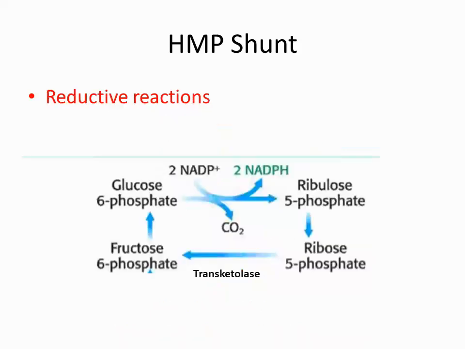So here are the reductive reactions of HMP shunt, in which we know that ribulose 5-phosphate comes from the oxidative reactions of HMP shunt. After that, ribulose 5-phosphate will convert into ribose 5-phosphate. Ribose 5-phosphate will convert into fructose 6-phosphate with the help of transketolase, and that fructose 6-phosphate will convert into glucose 6-phosphate again, and this cycle will go on in the reductive reactions of HMP shunt.